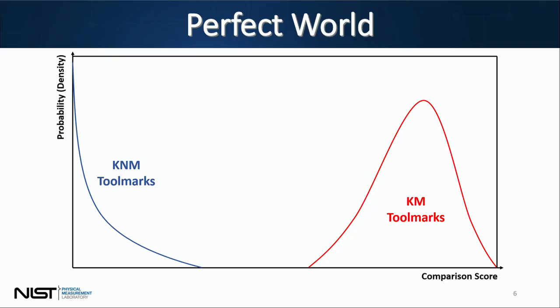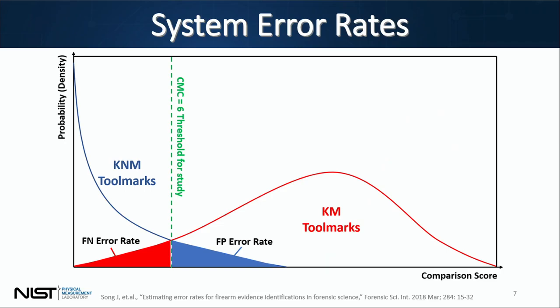So you would expect all your known matching comparisons to be scoring very high, and all your known non-matching comparisons to be scoring very low. The y-axis is just the probability of achieving those scores. In a perfect world, everything is separated, and we have no errors. But in the real world, we do have crossover between these two distributions. Anytime you have a crossover of these distributions, you end up with an error.